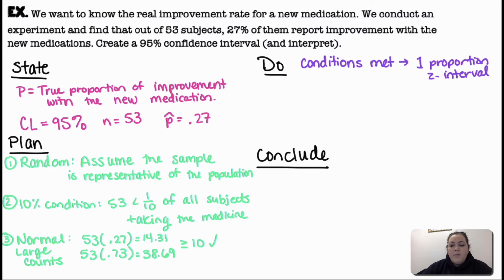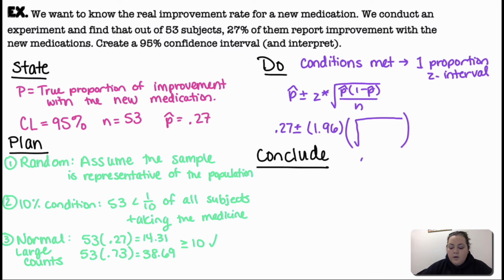Because my conditions are met, I'm going to do a 1 proportion z interval. So my interval is my estimate plus or minus z star times the square root of p hat times 1 minus p hat over n. p hat is 0.27. z star for a 95% confidence interval is 1.96. I'm going to plug all these pieces in. So again, p hat was 0.27. 1 minus 0.27 is 0.73. n was 53. So when I plug all of those into my calculator, I get 0.1505 to 0.3895.